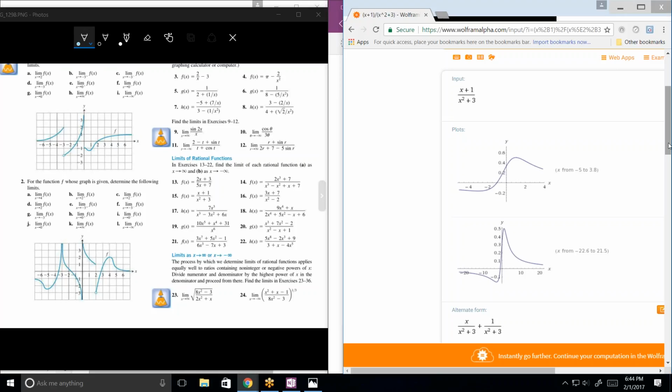16. What does that go to? Would it be 0 as well because the bottom's bigger? Yes. 0 in both directions.